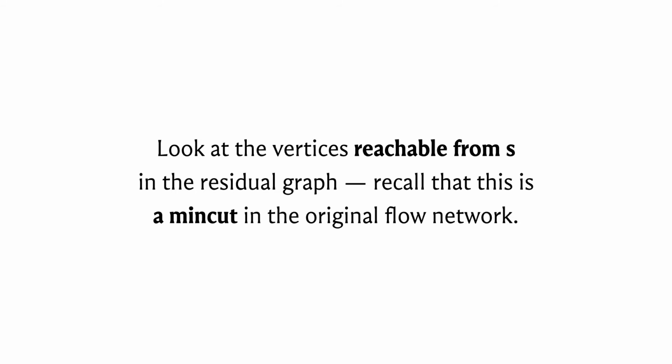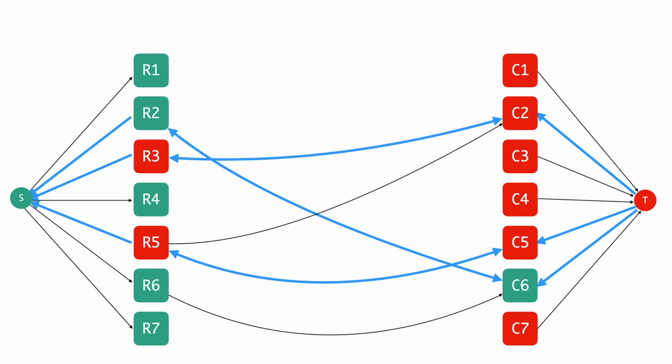So here is what the reachable set of S looks like in the residual graph. All of the vertices reachable from S have been marked green, and everything else has been marked red. You can pause the video here and confirm that this is in fact what you would obtain if you were to run, let's say, a BFS starting from S.